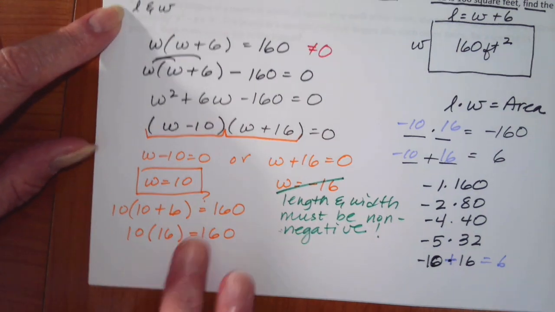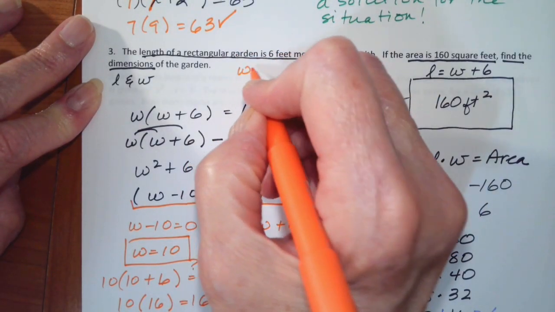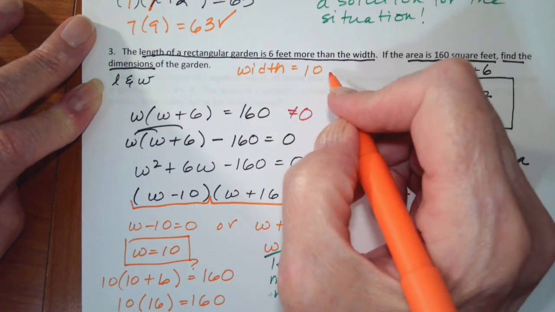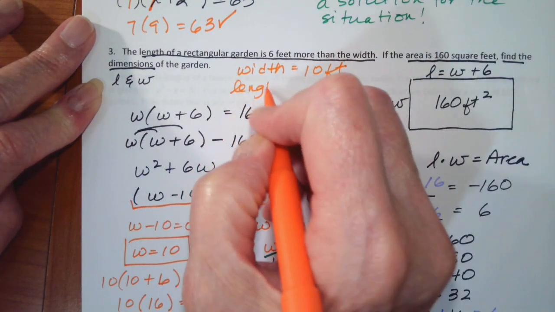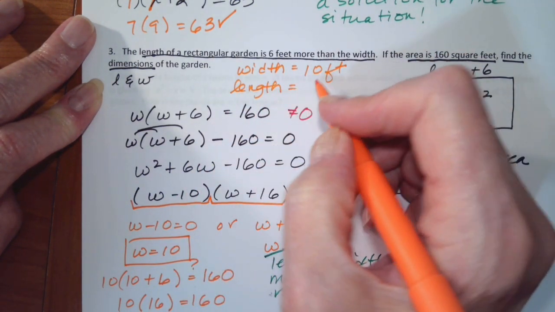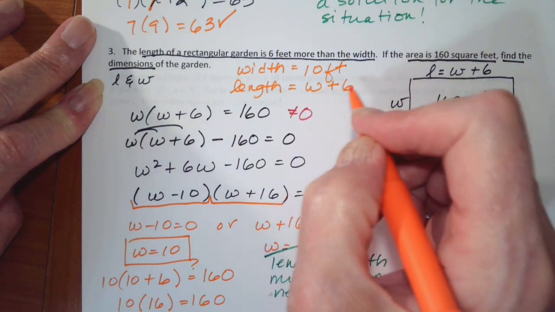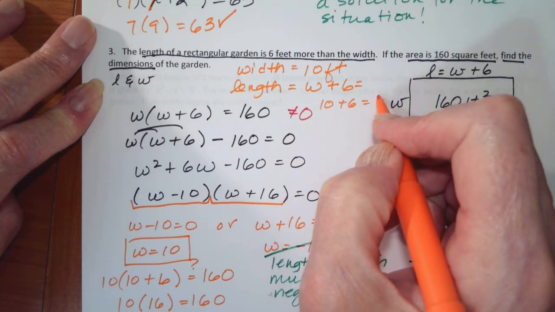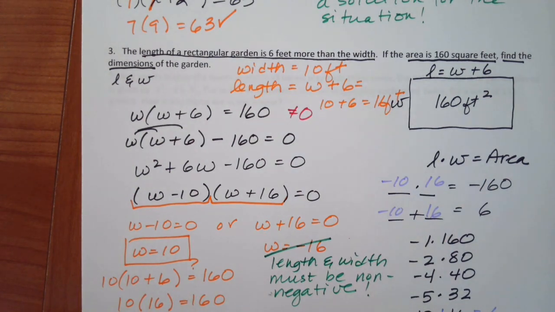But now I have to find the length and the width. So I know that the width is 10 feet. The length is the width plus 6, which is 10 plus 6, which is 16, and that's also feet. And there's your answer.